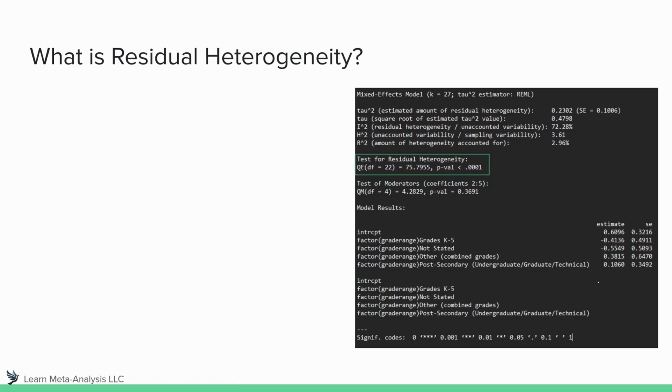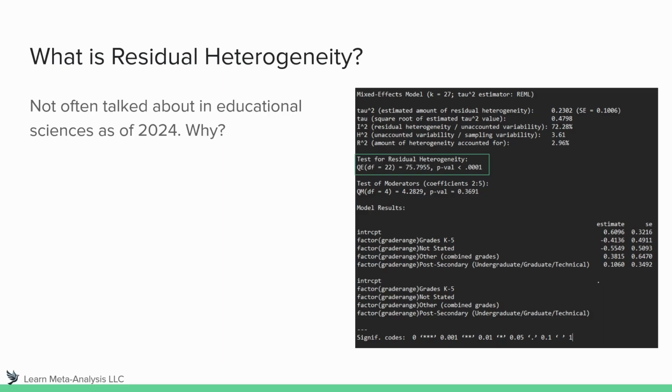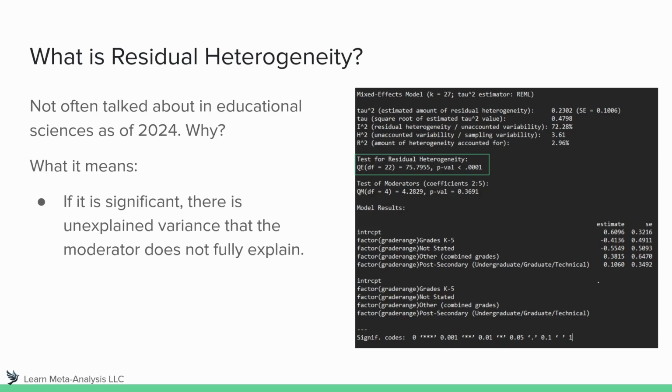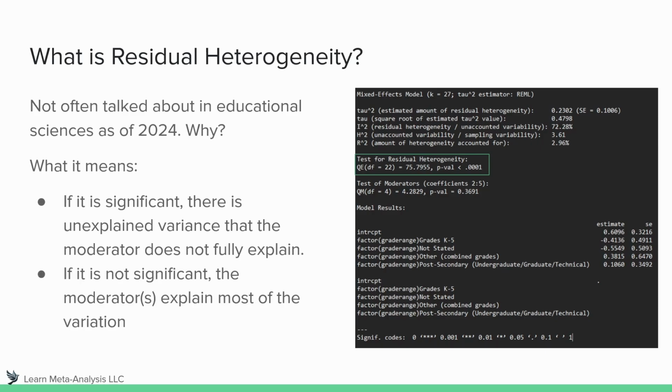Okay, so let's talk next about residual heterogeneity. This is something that I really don't see discussed a lot in the educational sciences. When I read meta-analyses in education, I don't see this mentioned a lot, and I'm really not sure why. So let's talk about what it is. If this is significant, there's unexplained variance that the moderator does not fully explain. This seems important, right? This is something that helps provide some context to our model. But again, I don't typically see this reported. I'm hoping this is something that will change in the future. This is something you should be aware of, and metafor gives this to you very easily. If it is not significant, that means that the moderator explains most of the variation in your model.